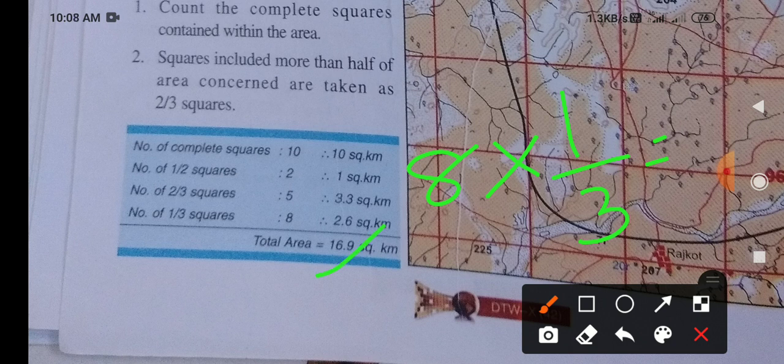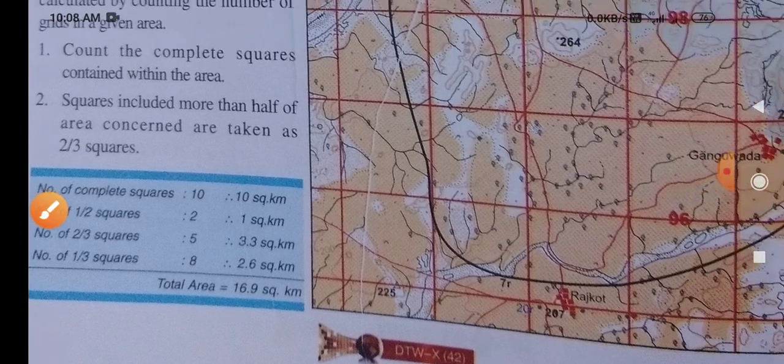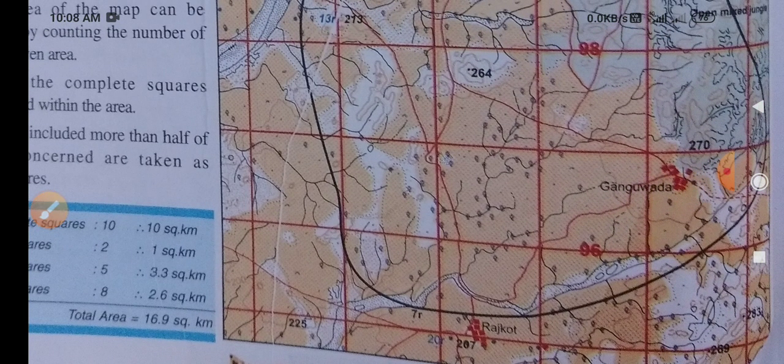Okay, so most of the time in the exam you are not asked to calculate the half squares. These partial squares are not asked, but who knows, sometimes it may be asked. So I wish all of you should learn this process, the method of calculating the area looking at the grid squares. Please try to practice it properly and keep it in your memory. It is not a difficult task. I hope all of you can do it.